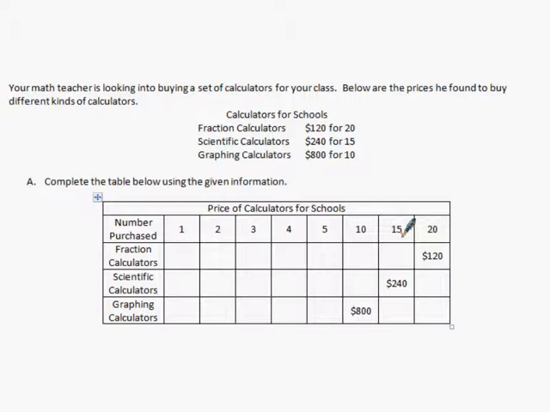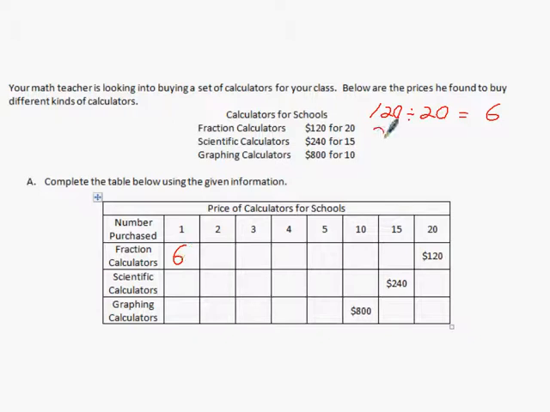So here's what we want to figure out. In order to fill all the rest of this in, we want to know how much one calculator costs for each one. So what we need to do is divide 120 divided by 20, 240 divided by 15, 800 divided by 10. So let's start. 120 divided by 20 equals 6. So those are $6 per calculator. So I'm going to put a 6 there.